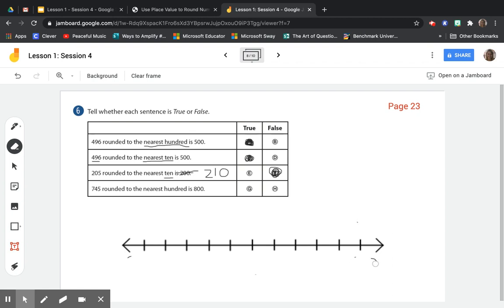Okay, so we're going to do this one pretty quickly because we should be getting in a good habit now. So 700, 800, right in the middle, 750. Looking at my number, 745 is less than that. So I know right away I'm rounding down. This one is also false. So I have true, true, false, false.